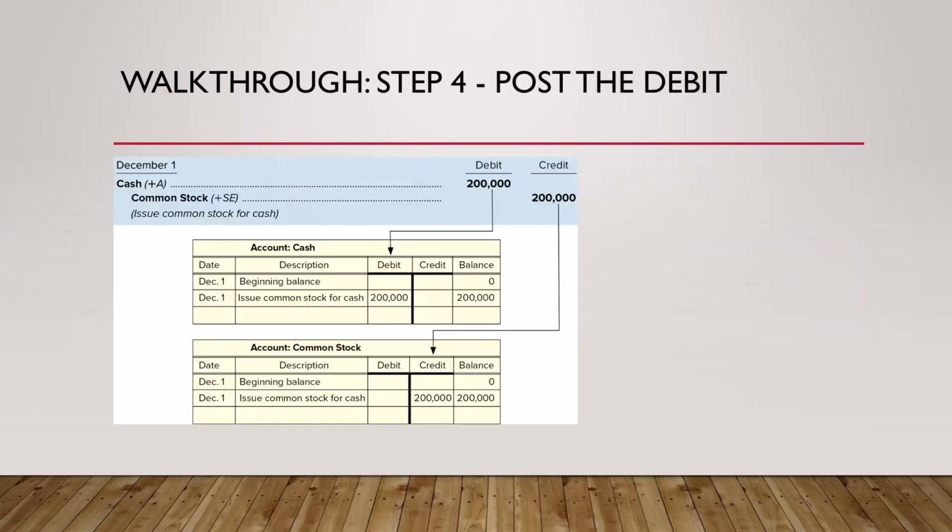The final step in the process for this transaction is to post the amounts from the journal to the general ledger accounts. As the arrow shows, the 200,000 debit to cash from our journal entry is transferred to the debit or left side of the cash ledger account. After this entry, the cash account now has a balance of 200,000.